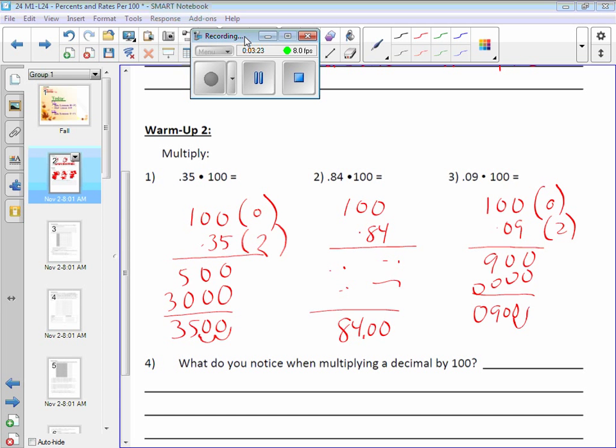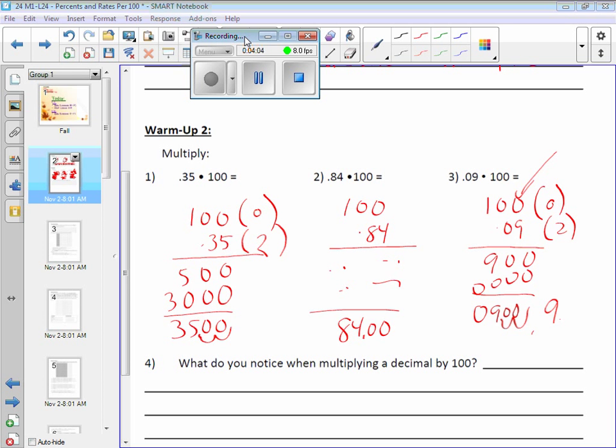Ready? Leap once, leap twice. Answer is? 9. What's the shortcut? Hannah. She's exactly right. However many zeros there are here, that's how many times you move the decimal over down here.